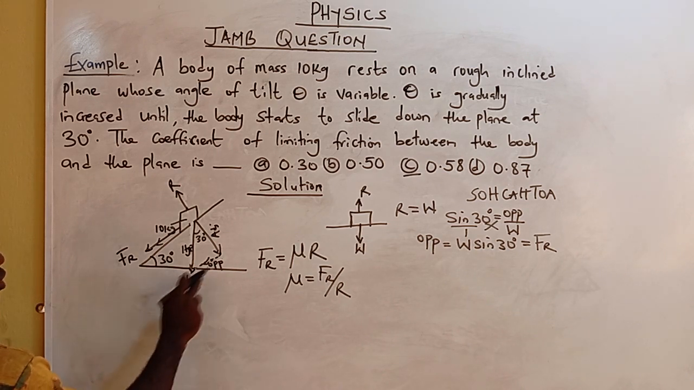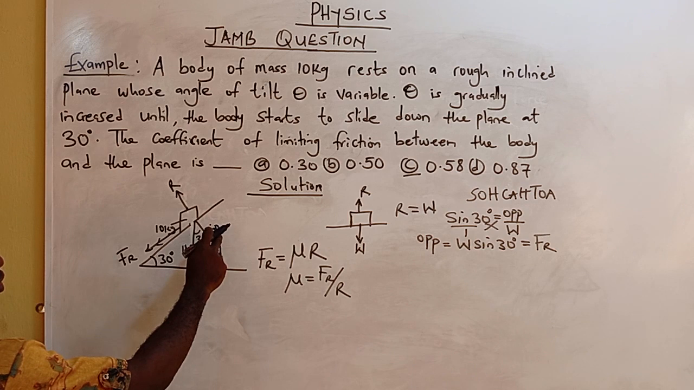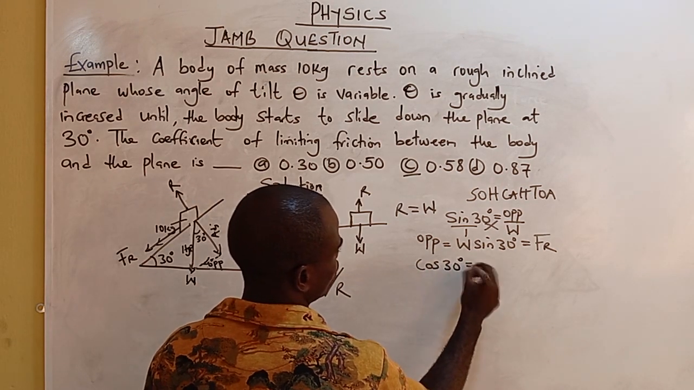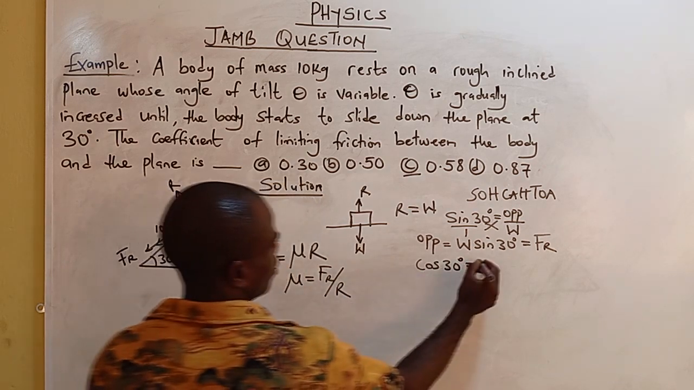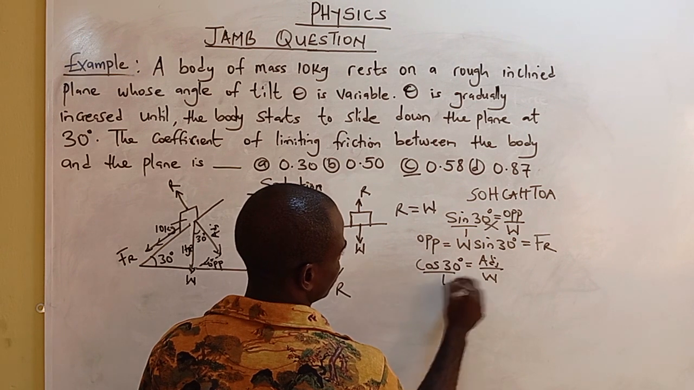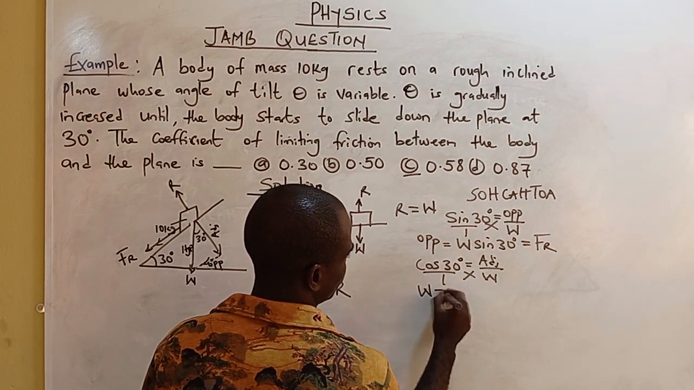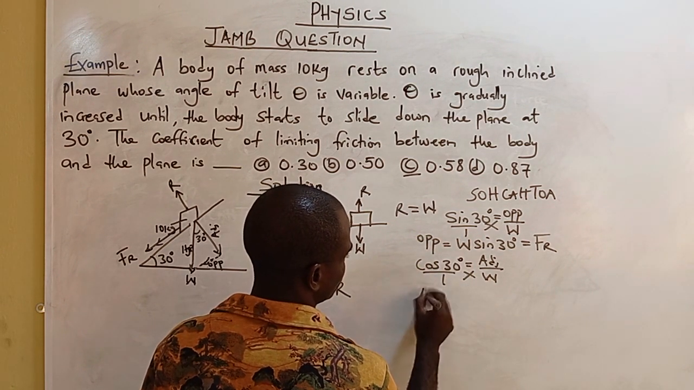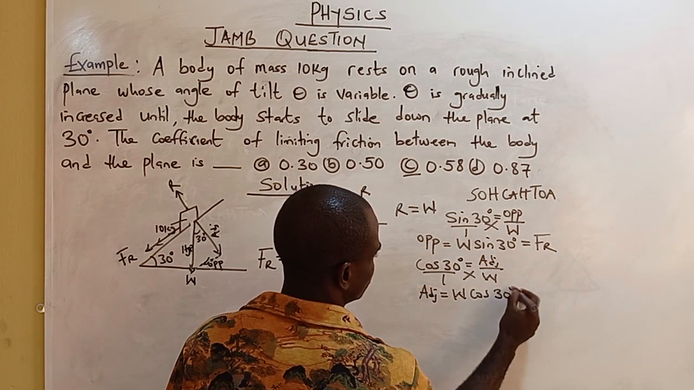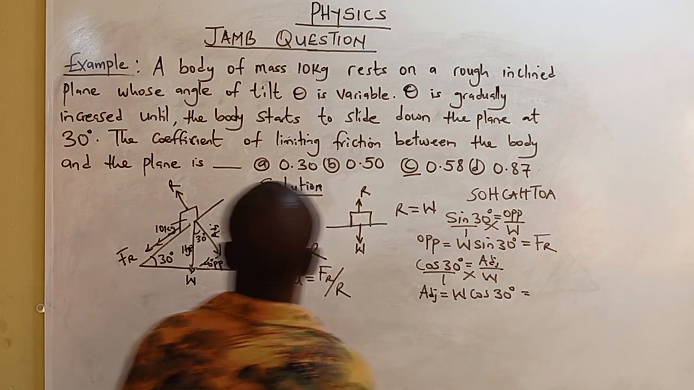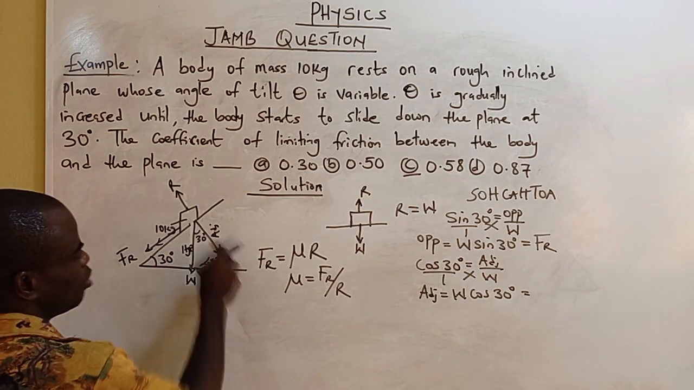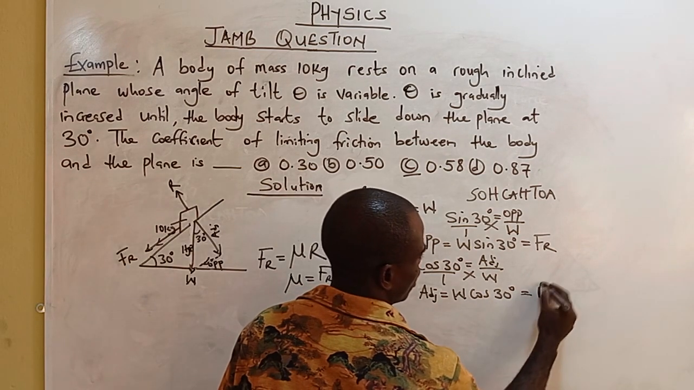The next one is the adjacent. We have to use cos. Cos 30 degrees equals adjacent over hypotenuse, W. Cross multiply: adjacent equals W cos 30 degrees, and this equals our normal reaction because it is directly opposite. Now we have resolved it, it equals R.